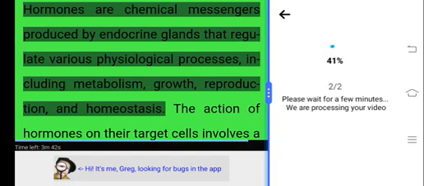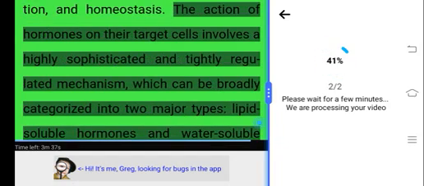Hormones are chemical messengers produced by endocrine glands that regulate various physiological processes, including metabolism, growth, reproduction, and homeostasis. The action of hormones on their target cells involves a highly sophisticated and tightly regulated mechanism, which can be broadly categorized into 2 major types: lipid-soluble hormones and water-soluble hormones.